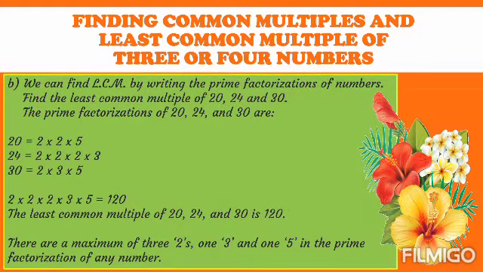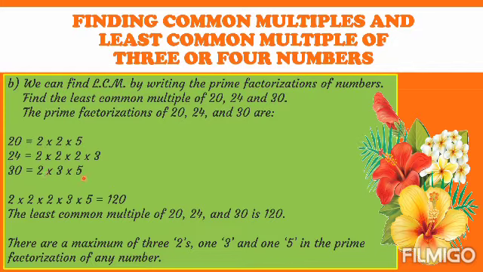Okay, now for this time, class, we'll be finding the least common multiple of 20, 24, and 30 using prime factorization. So now the prime factorization of 20 is 2 times 2 equals 4 times 5 equals 20. And the prime factorization of 24 is 2 times 2, 4 times 2, 8 times 3, 24. And for the 30, 2 times 3 equals 6 times 5 equals 30.